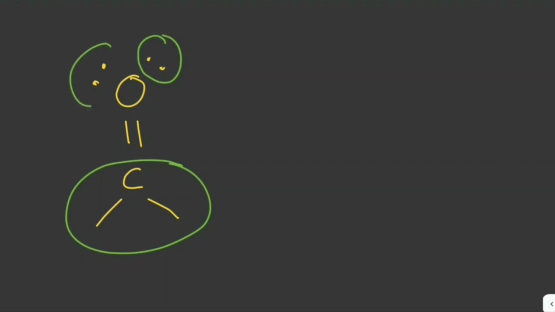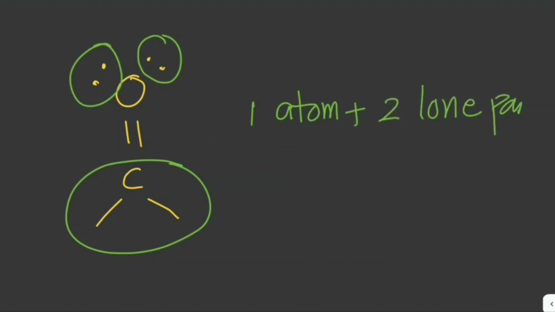Alright, how about this one? What is the hybridization of oxygen in this molecule? So let's count the number of atoms attached to oxygen. We only have carbon here, and then we have 2 lone pairs. So that would be 1 attached atom plus 2 lone pairs, which gives us a sum of 3. Therefore, the hybridization of oxygen in this molecule is sp2.